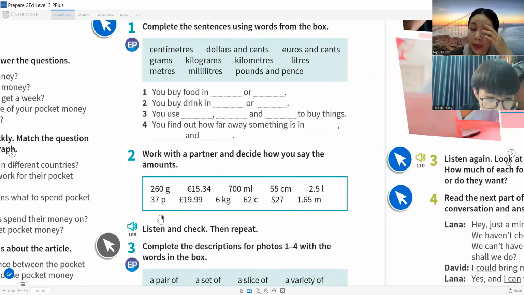Okay. And do you know how we write this out? So could you please speak on these amounts here? The first is grams. 260 grams. Okay, next. 15.34 euros. Is not correct, you will speak it as 15 euros and 34 cents.